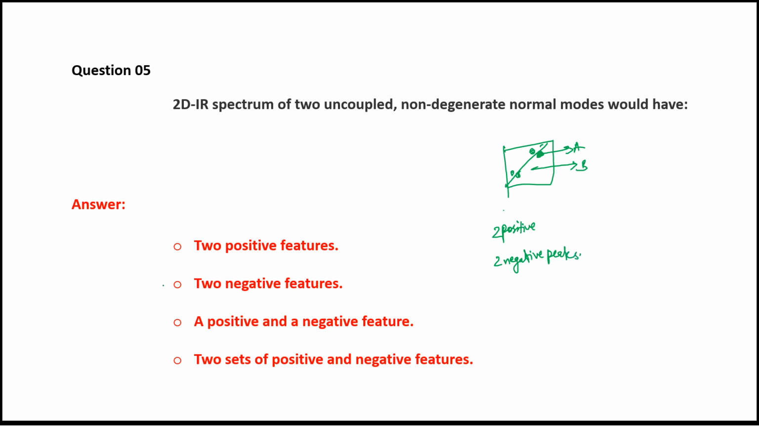Okay. So you cannot write two positive peaks, two negative peaks, or a positive and negative. You can write two sets of positive and negative peak features. Remember, this is for the two uncoupled modes. If you are talking about a single uncoupled mode, then you will get a positive and negative peak. Okay. If you have any doubt, just ask, or else we'll go on to the next question.